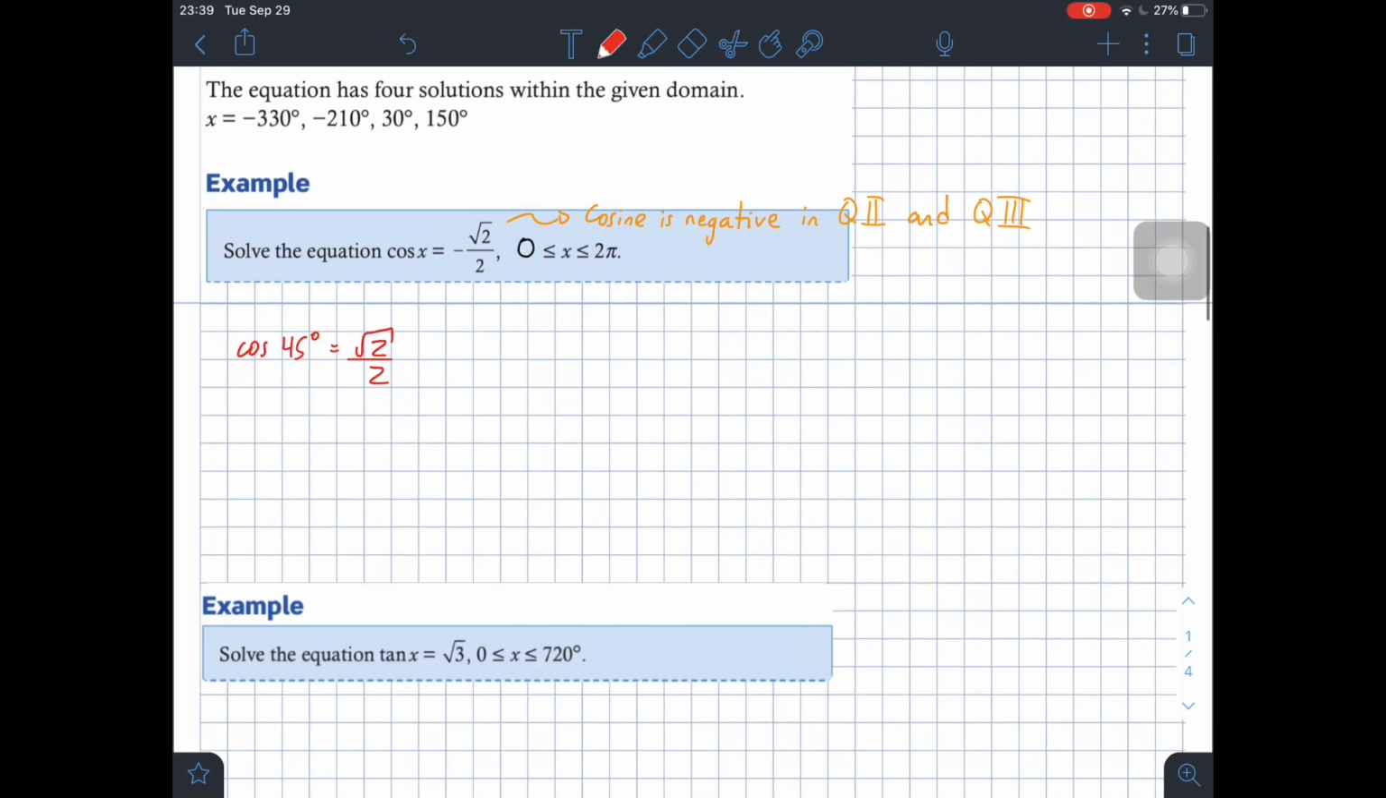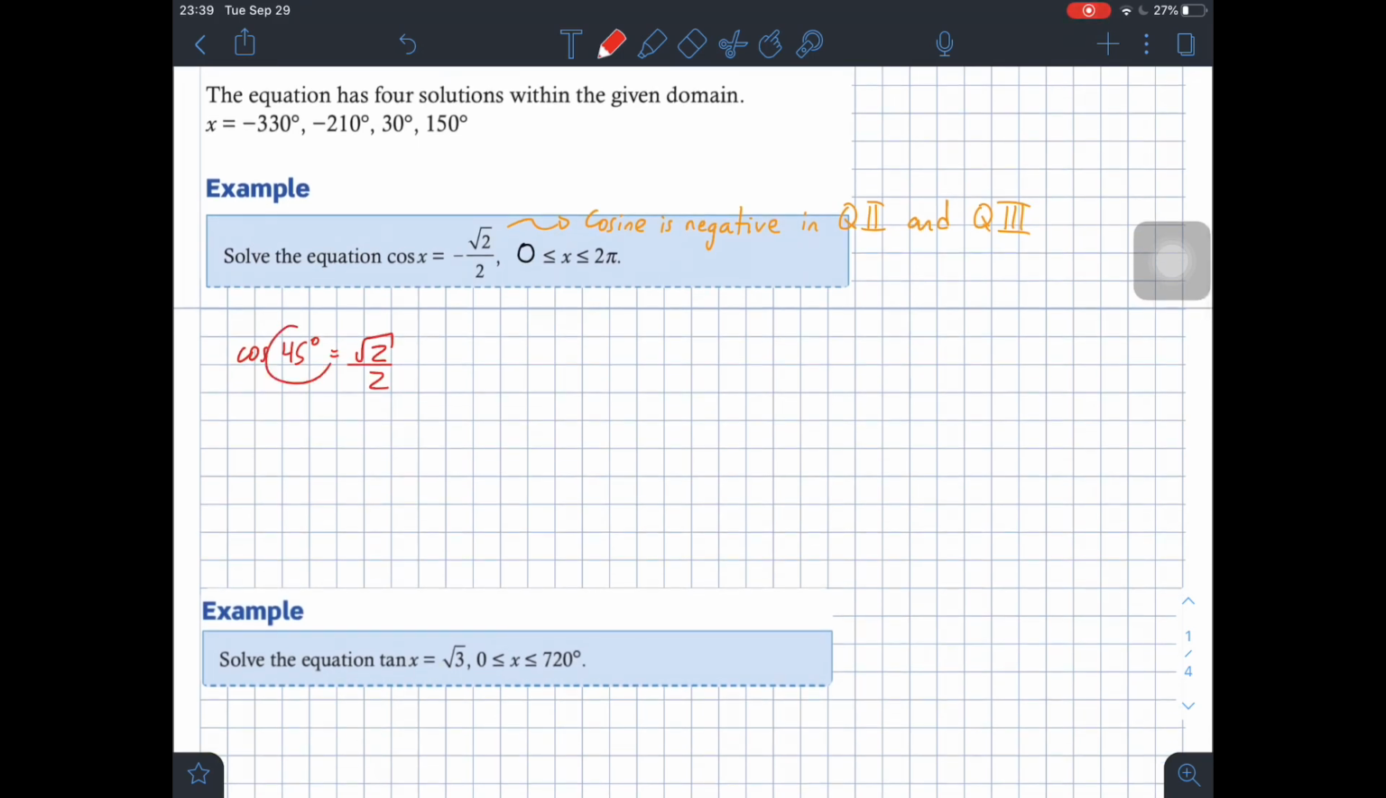So to do that, we're gonna find the supplementary angle of 45 degrees. So we would say that 180 minus 45 degrees is equal to 135 degrees. This angle produces negative square root of 2 over 2 for cosine because we're in the second quadrant, okay? So this is one possible solution.